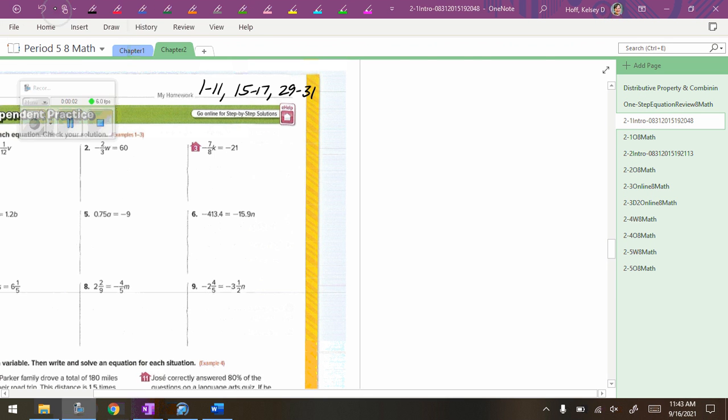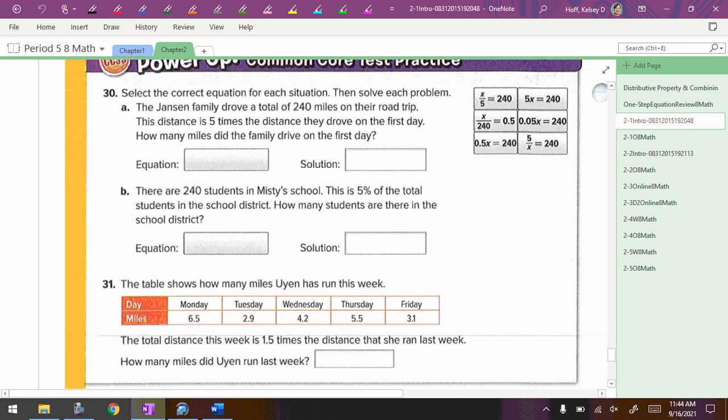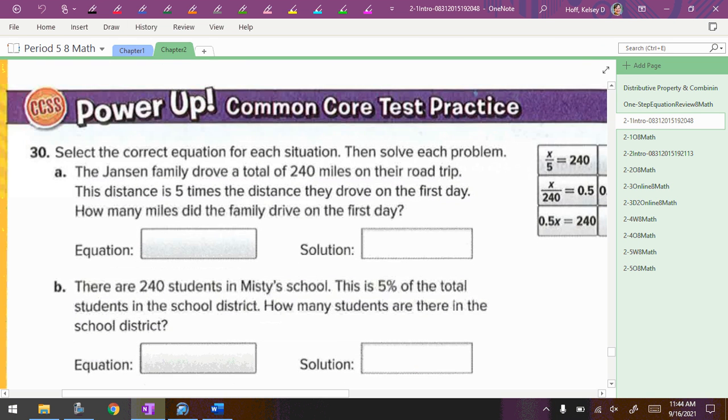Remember when you're writing equations, you're really looking for how they describe the same thing in two different ways. So the Jansen family drove a total of 240 miles on their trip. This distance is 5 times the distance they drove on the first day. How many miles did the family drive on the first day? Our last sentence tells us what our variable is going to stand for. So our x is really going to stand for the number of miles they drove on the first day.